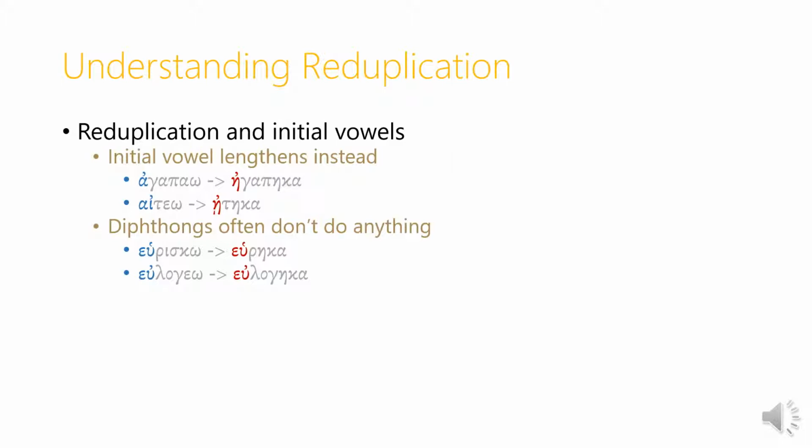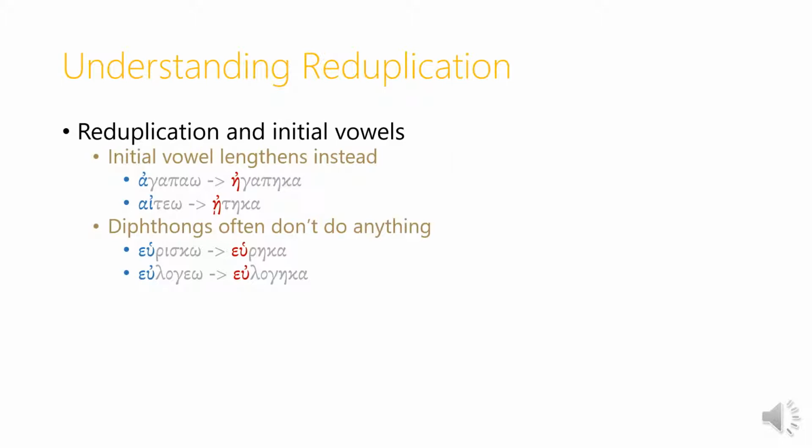With initial vowels, instead of reduplication, which would be extremely difficult with a vowel, we just lengthen the initial vowel. So agapao in the perfect becomes agapeka. And it's important to notice the kappa tense marker there, because otherwise, if it were agapesa with a sigma tense marker, that could just be an aorist, a first aorist form.